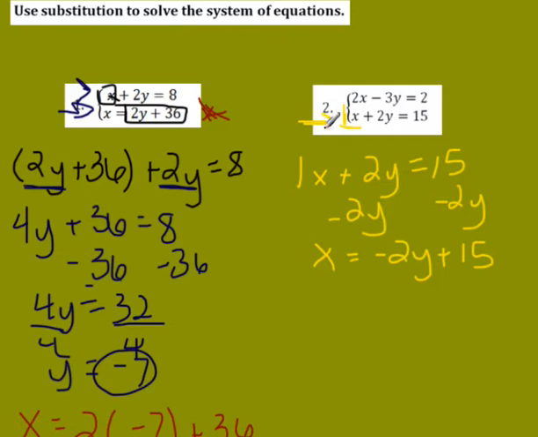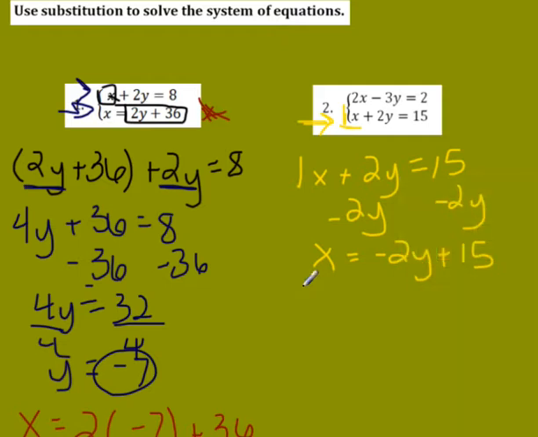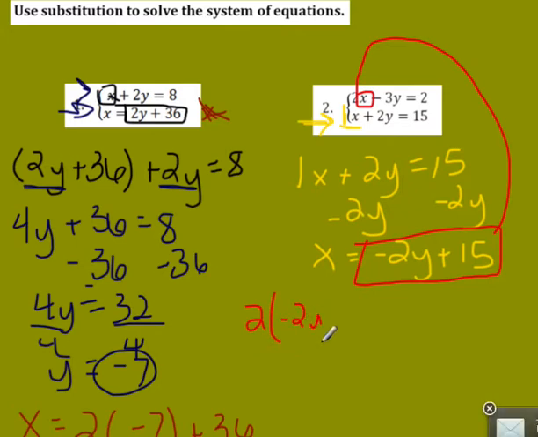Now that's the same as this equation right here. So now I've already used that equation, so I want to take the fact that this is solved for x, and I'm going to plug it in for that x in the original equation. So I'm going to have 2, and then instead of writing x, I'm going to write negative 2y plus 15, because that is the same as x, so I can substitute it out. So then I have minus 3y is equal to 2.